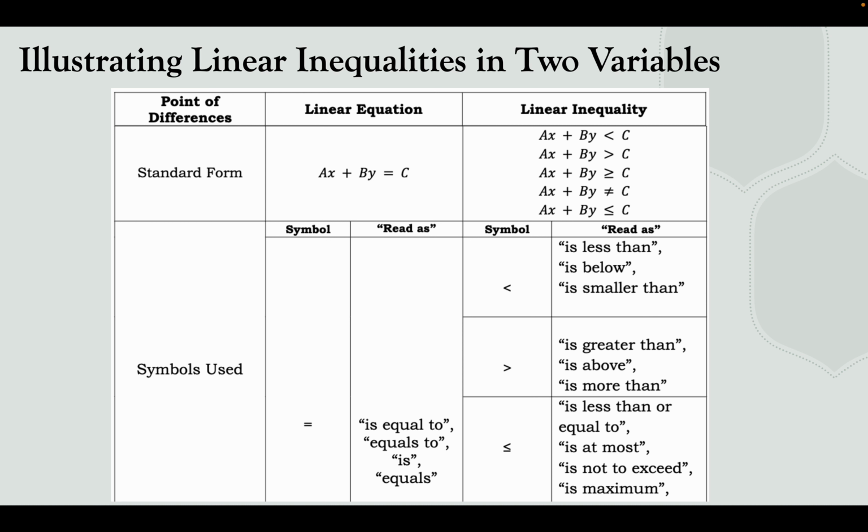As for the symbols used, for the linear equation we have only one: the equal sign, read as is equal to or equals. For the linear inequality, this symbol is less than, which we can also read as below or smaller than. This symbol is greater than, read as above or more than. We have this symbol, less than or equal to, read as at most, not exceeding, or maximum.